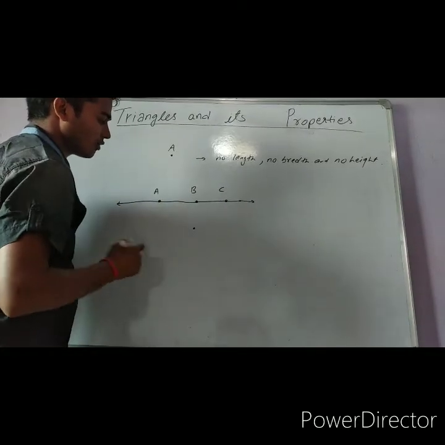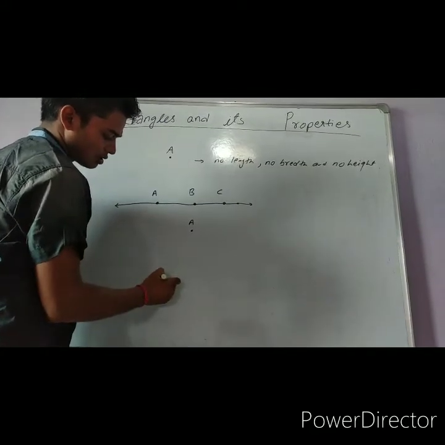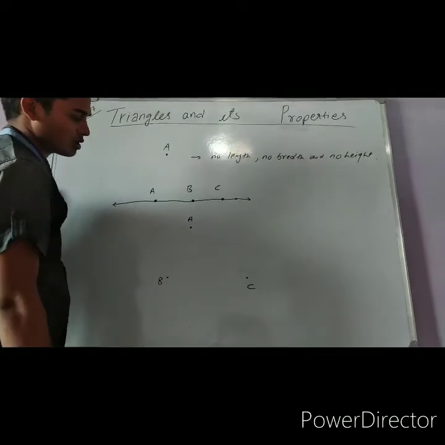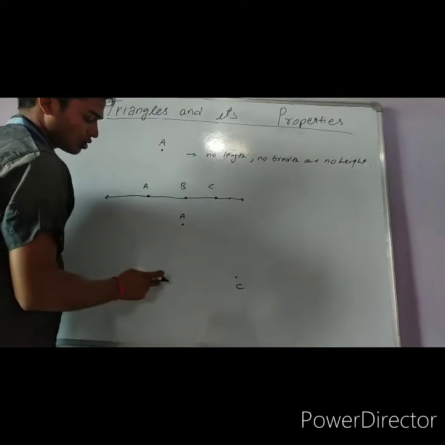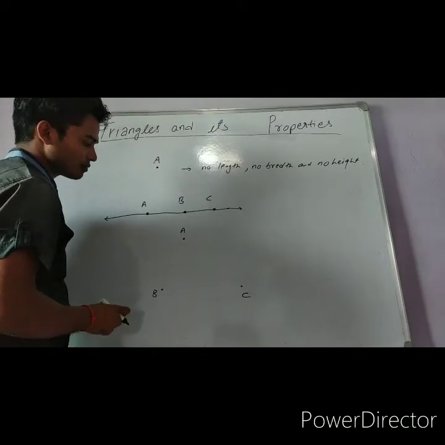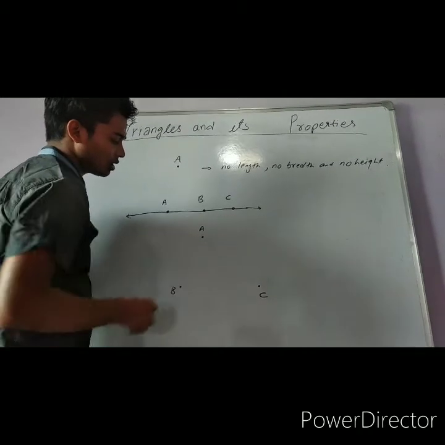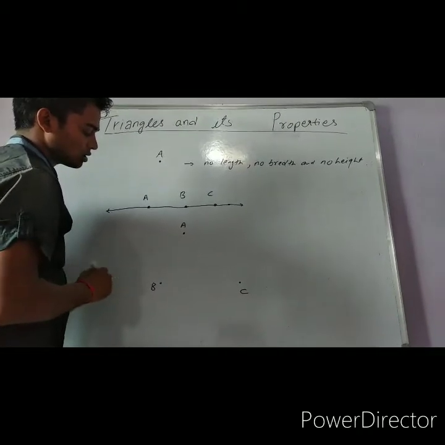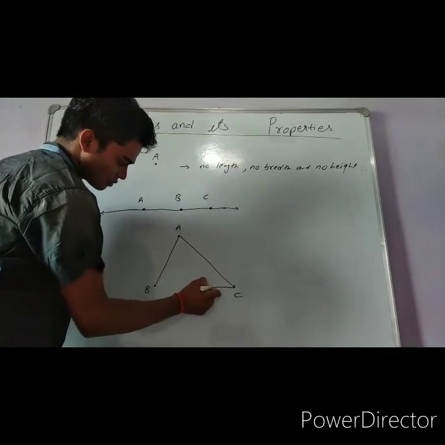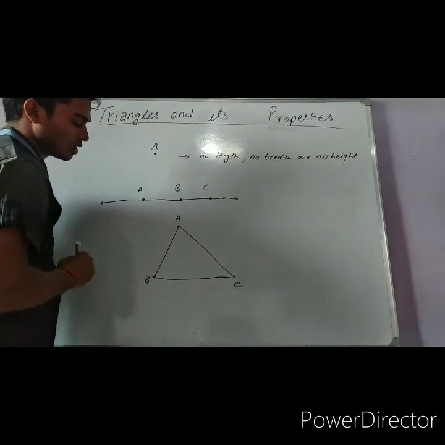Now if I take these points, this is A, this is B, and this is C. These points are not collinear because if I draw a straight line, two of the points come on one straight line, but all 3 do not come on a single straight line. So if I join these points, then we get a triangle.